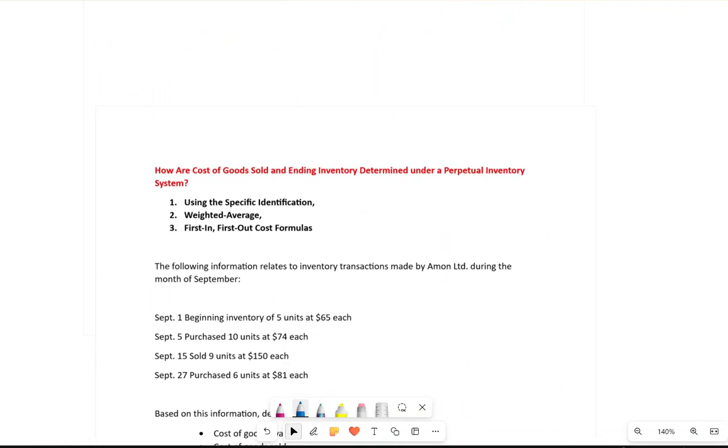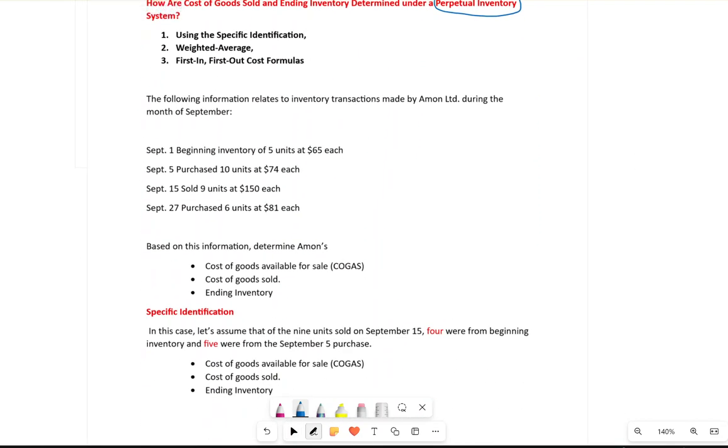Now we did it with the periodic inventory system. Under the perpetual inventory system, you calculate the ending inventory and cost of goods sold differently. So we're going to show you how to calculate it. Again, we need to calculate the three under both perpetual and periodic. For specific identification, they will tell you which units you are selling, so it is the same under the periodic and under the perpetual.